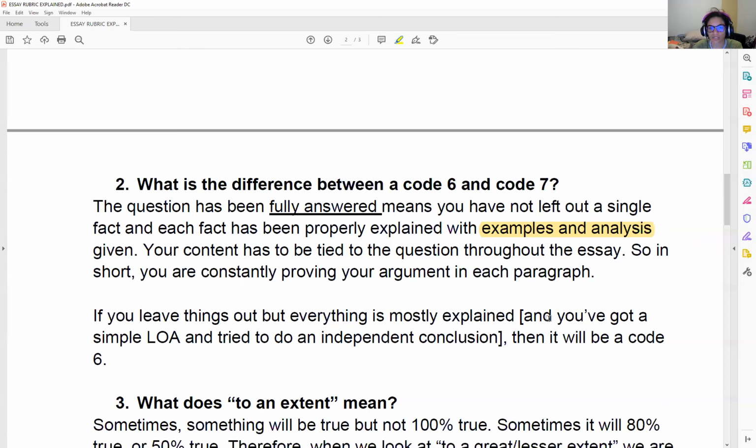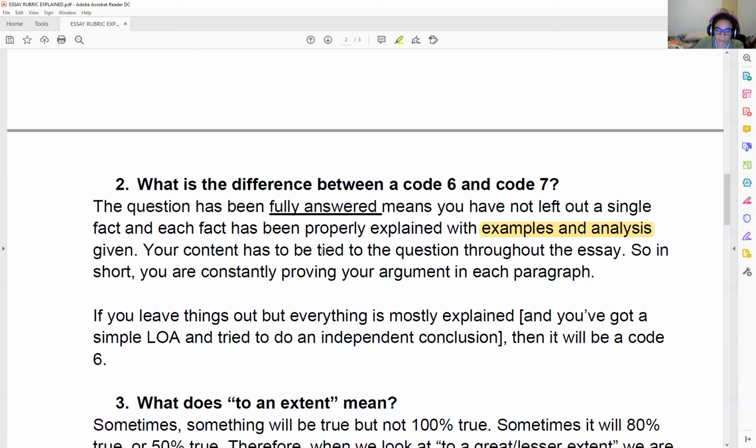So you need to see that in an essay when you mark it. Otherwise, it's not a code 7. You need to analyze this information. You can't just vomit it out on a page and not actually work with what you are throwing on this page here. Show me that you are actually breaking it down. What happened? What is the cause? What is the effect? Okay?